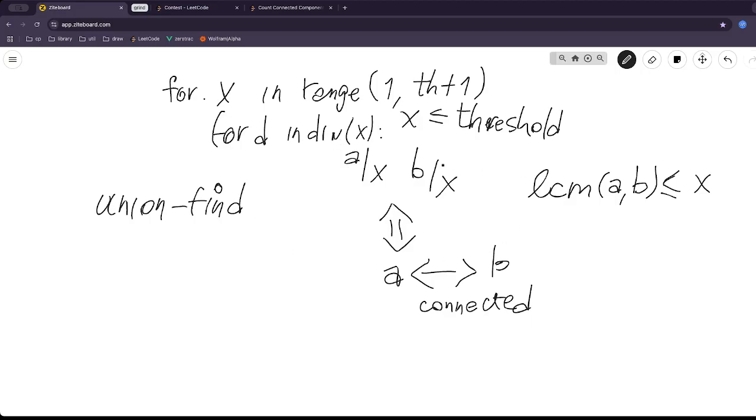So notice that if we have A, B, C, D, all that are divisors of x, right? So all the pairs are connected, right? Because of what we proved here. But in the union find, we only need to connect them with one, right? So we can choose this one as the first one as the representative, and we connect them all to this one, and they will all be in the same connected component, right?